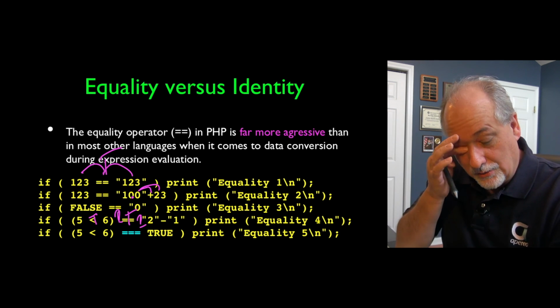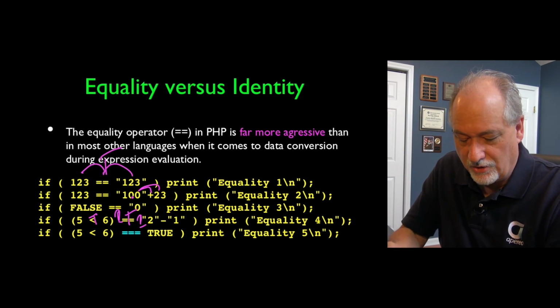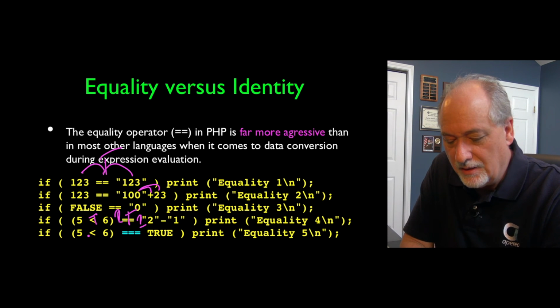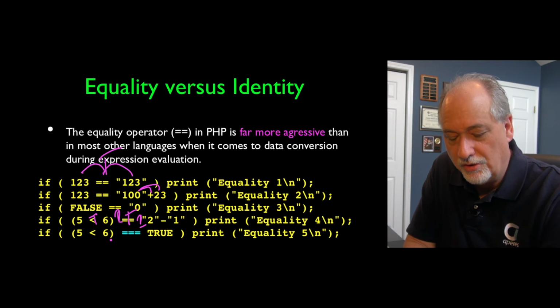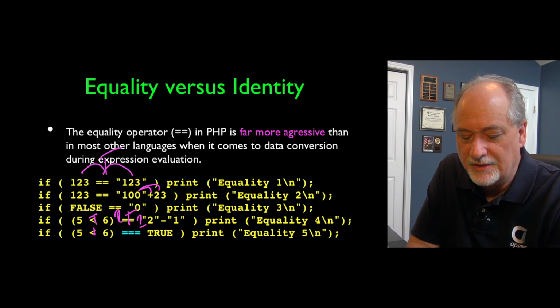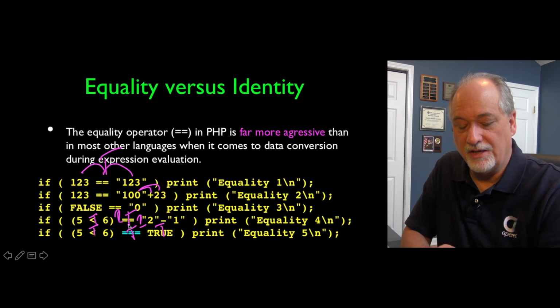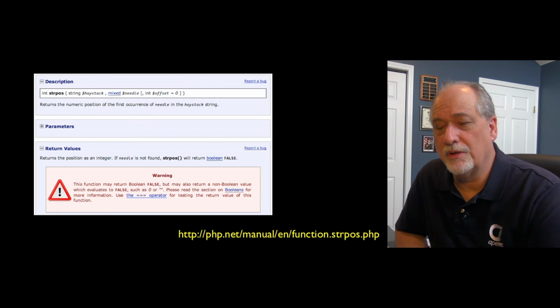Okay, and so that is the equality operator, and it's really trying to aggressively convert its operands to figure this stuff out. And if 5 is less than 6 is triple equal true. Triple equals is equal in type and value. So it's equal with no conversion, basically. And so the 5 less than 6 is a true, and this is a true on that side. So this also evaluates to true. Okay. So identity is really important.